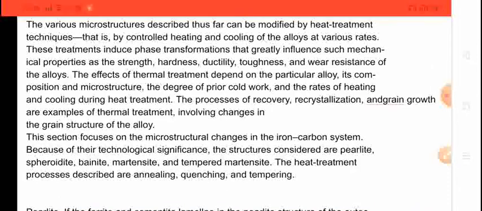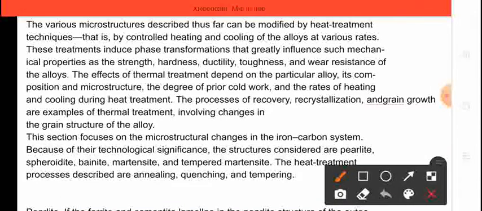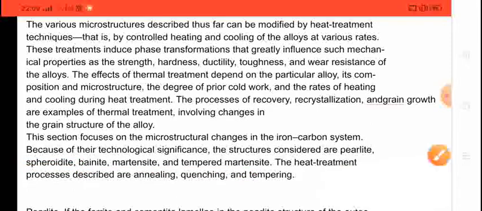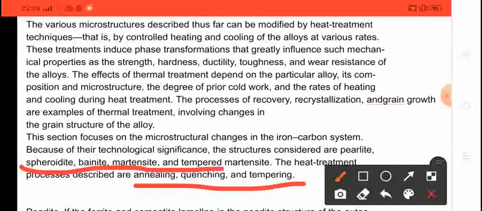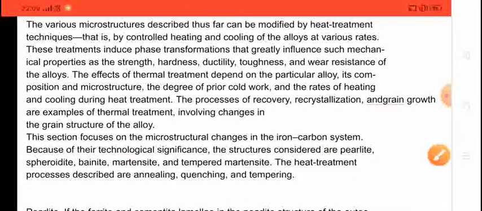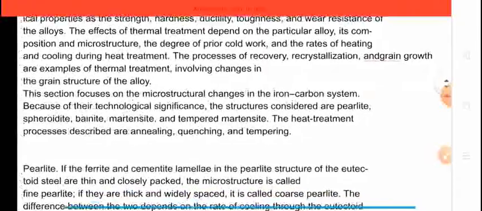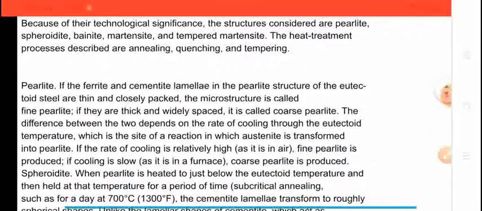Okay, so we have seen here the names of some structures: bainite, martensite, pearlite, spheroidite, etc. And we have also seen the names of some heat treatment processes. Annealing, quenching, and tempering are the three heat treatment processes, and these are the structures which we obtain from performing the heat treatment process. So let's see these structures one by one. In the next video, we will also see various heat treatment processes such as annealing, quenching, tempering, normalizing, etc.